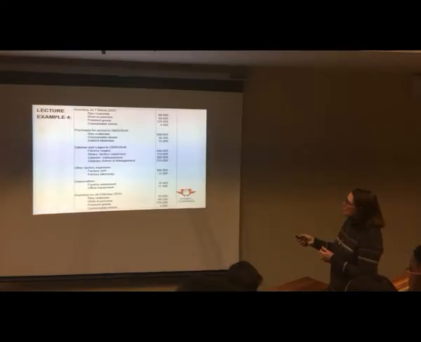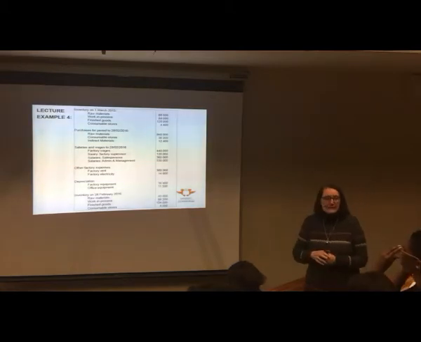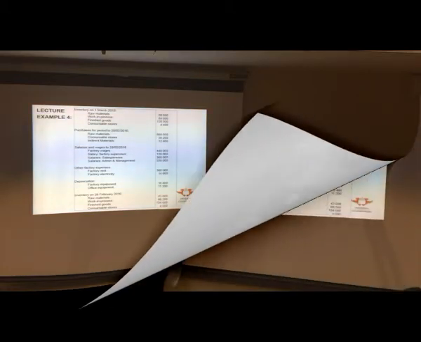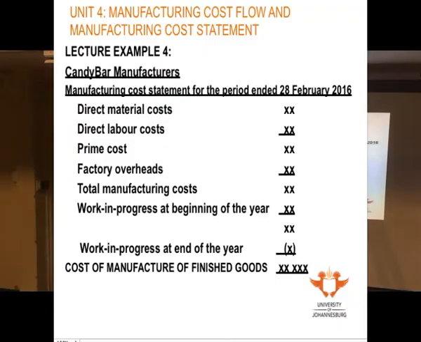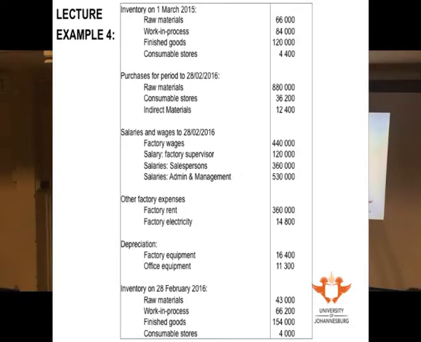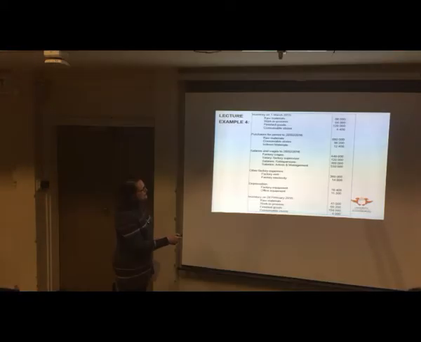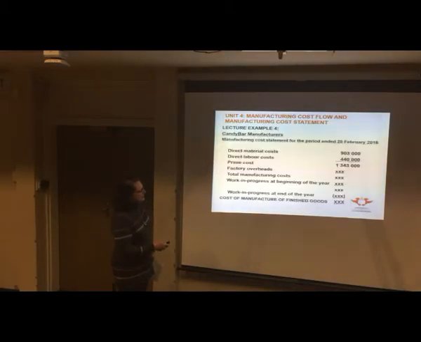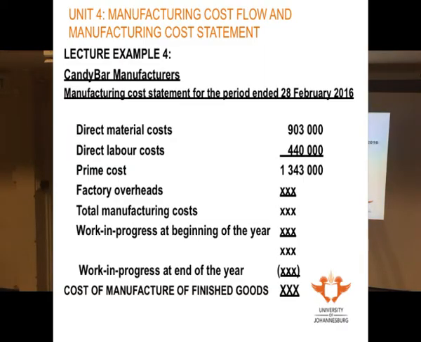Okay. So those are your opening balances, those are your purchases, various salaries and wages. Some you will include, some you won't. So the trick in this is to know what to include, what not to include, okay, and what goes where. So we're first going to calculate direct materials. To calculate the direct materials, we're going to take the opening balance of 66,000 plus the purchases of 880. There's no return to suppliers or anything else I can see. So minus the closing balance of 43,000, right? So you're going to get direct materials of 903,000.